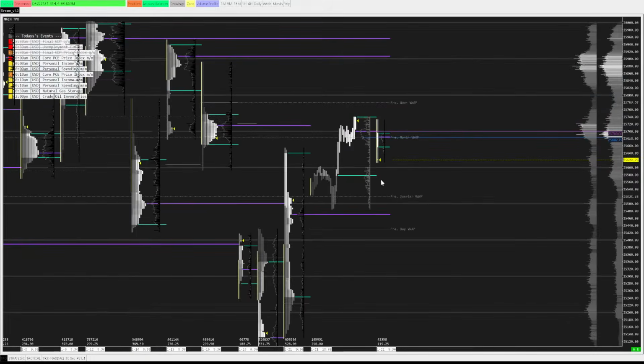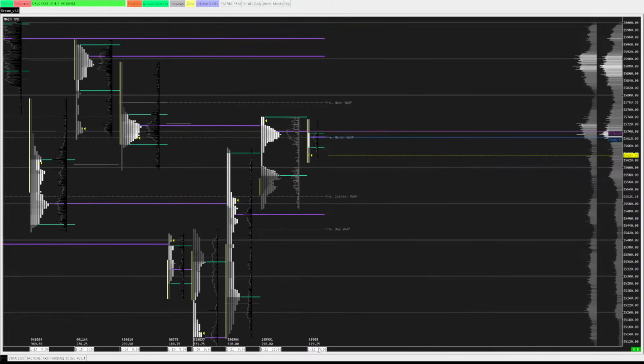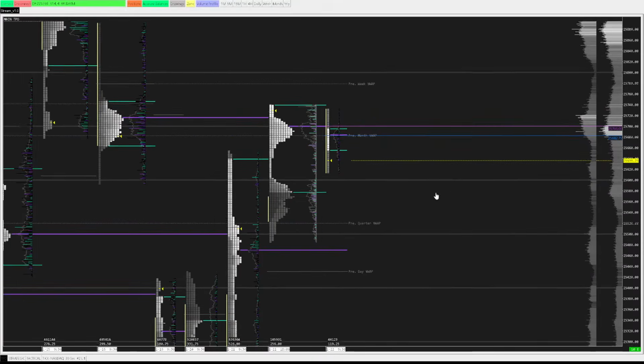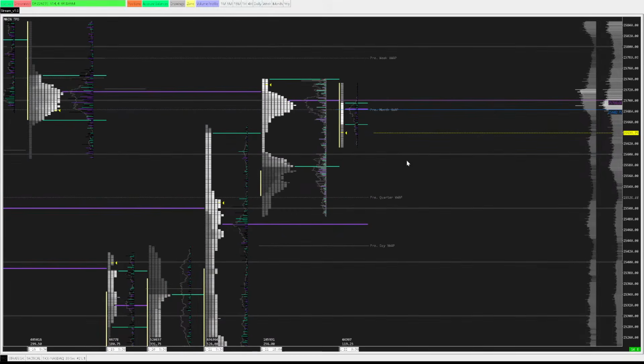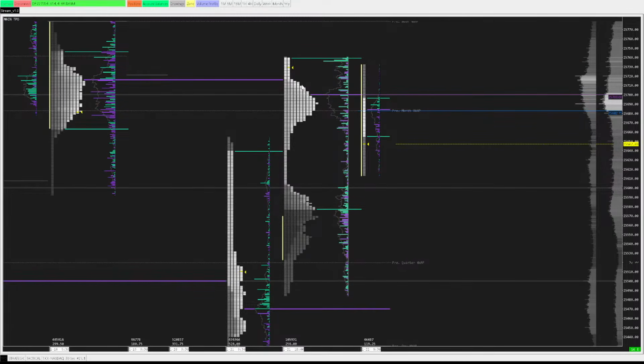TPO chart, again, we are now trading below the overnight value area, which is this. Let me zoom in just a little bit so you guys can see it. All right, so we were up here inside of this kind of range, right?